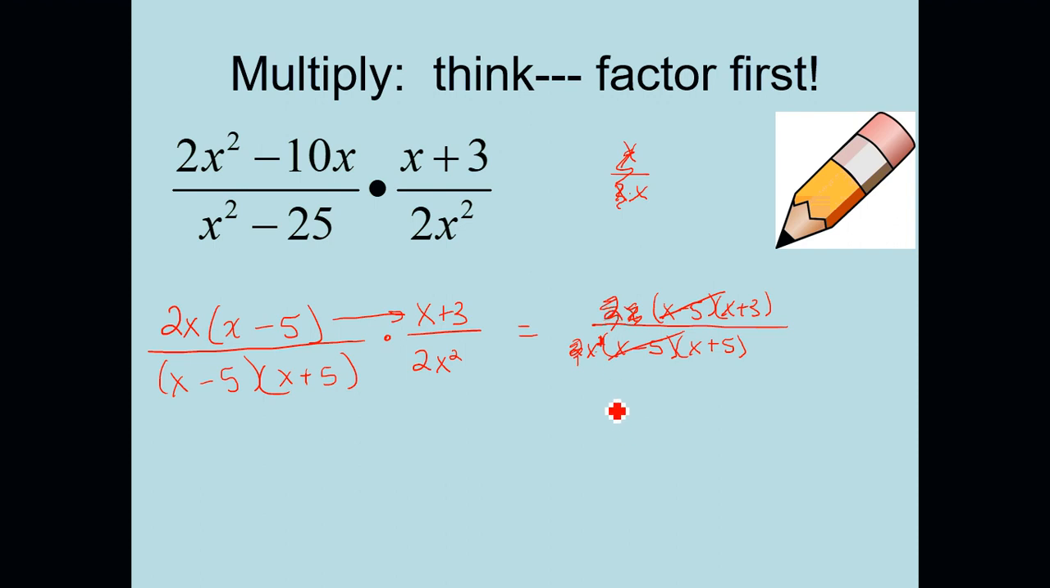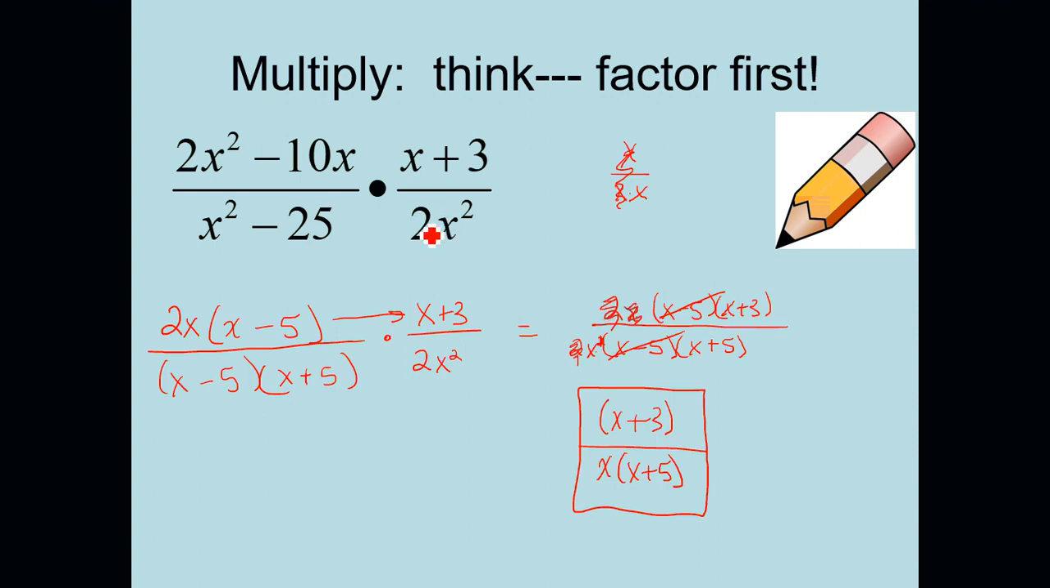So I'd have x plus 3 is the only thing left up on top by the time I cancel everything. And one little x is left on the bottom with the x plus 5 that didn't have another factor x plus 5 to cancel with. So this is actually my answer for this multiplication problem. I didn't actually multiply anything times each other.